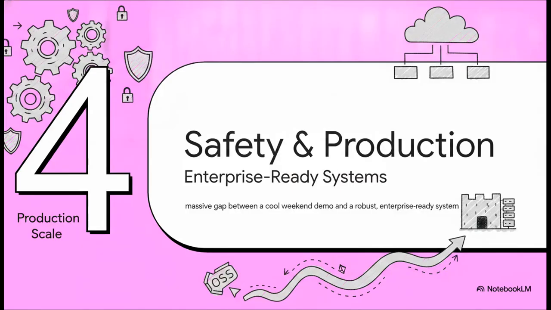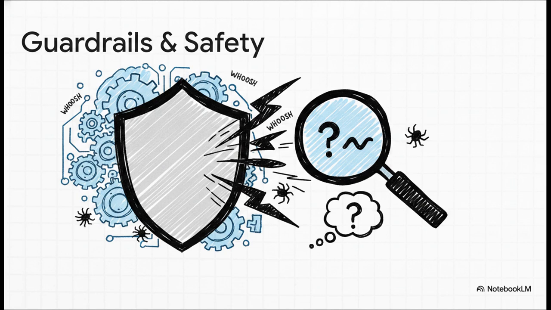Moving to phase 4, safety and production scale. Listen, there is a massive gap between a cool weekend demo and a robust enterprise-ready system. You simply cannot deploy AI in the wild without strict defenses. In fact, you can think of Step 6 as a leadership's guide to 5 risks in AI production.